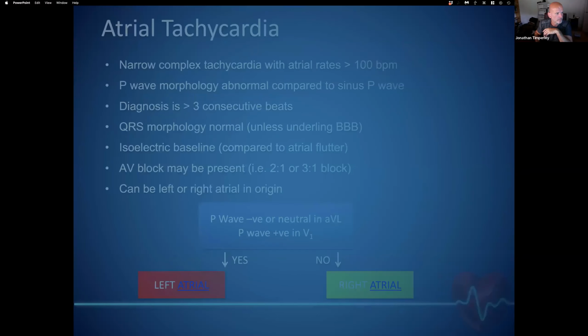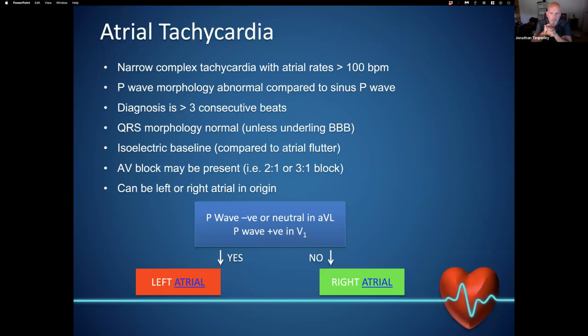Quick question. Can you get this with, for instance, doing a threshold test in the atrium? Absolutely, that still classes as intervention within the atria. So yes, you can trigger this by pacing, usually in the immediate implant period rather than chronically.